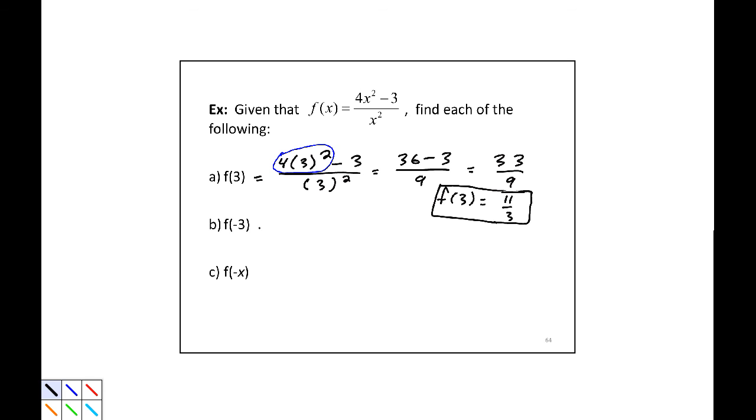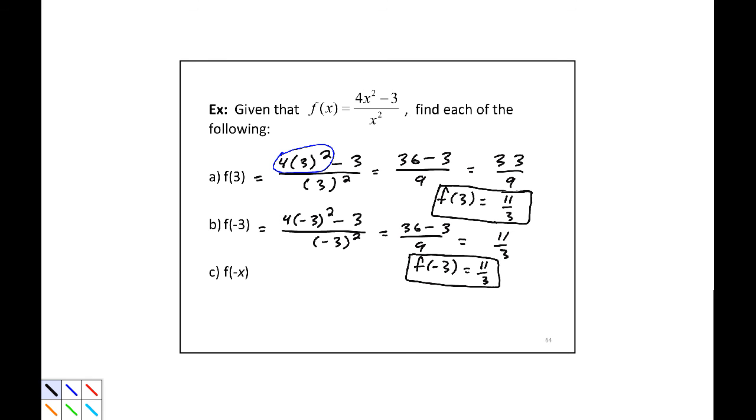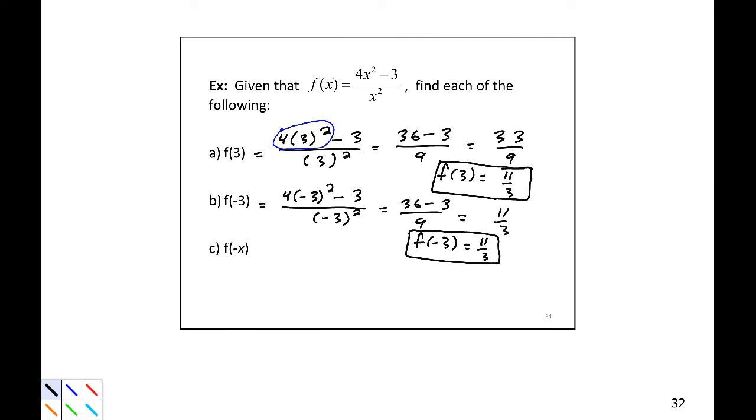Now for part B, same process, but we'll replace our x with negative 3. And I make sure that I use parentheses around things when I substitute them in for this very reason. Well, that would actually be 36 minus 3 over 9, which would still be that 11 thirds. That would reduce. So the f of negative 3, if the input's negative 3, my output is 11 thirds as well. Notice those values are actually the same. That will have a special name later in the semester.